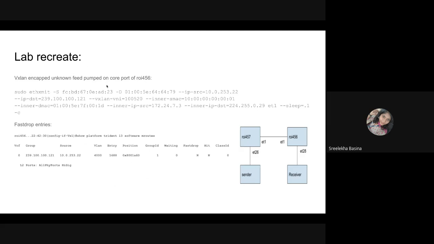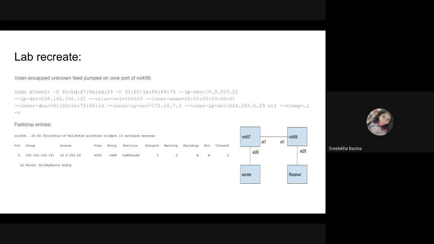Initially, I just used the same config that the customer had, and we tried to check if the fast drop is configured. The command to check if a fast drop is present is show platform trident L3 software mroutes. In this, you can see there is no entry for the group that we are interested in, which is 224.255.0.29. So for this inner destination, there is no fast drop present. That is why the traffic is going to the CPU.